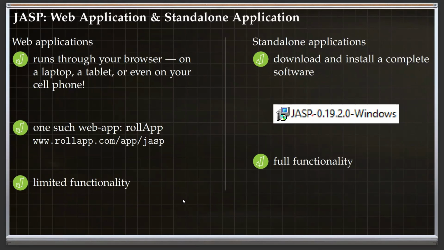So there are two ways to run JASP. One is a web application, and the other one is a standalone application. We will first go over how we can download and run the standalone application, and then we'll quickly look at how we can run a web application. The main difference between these two ways is that the standalone has full functionality, but the web applications may have limited functionality. So whenever possible, I suggest you download and install a standalone application.